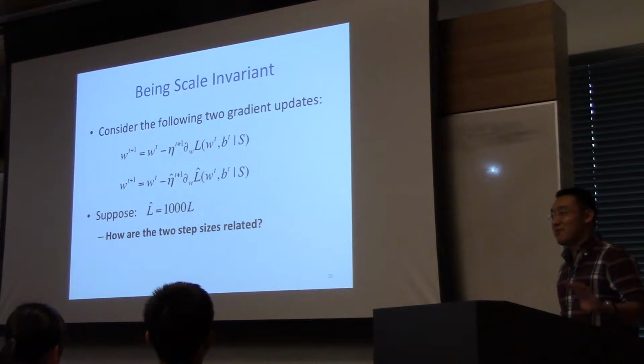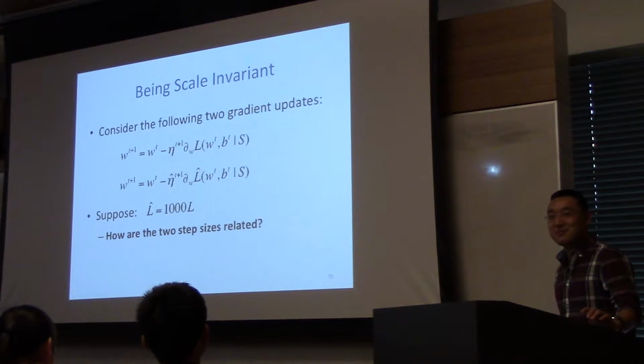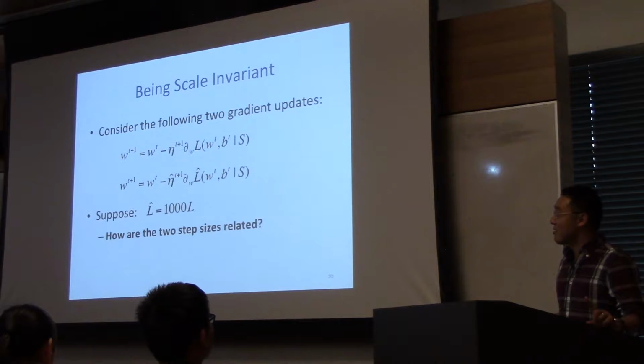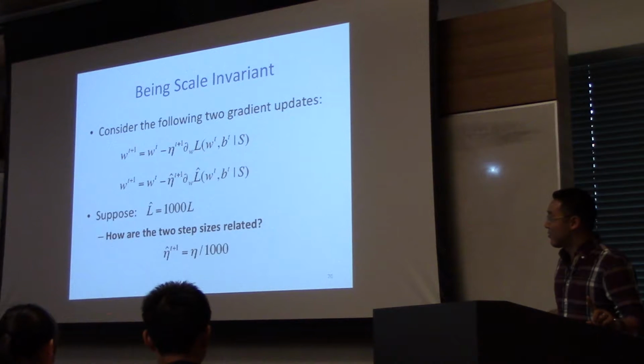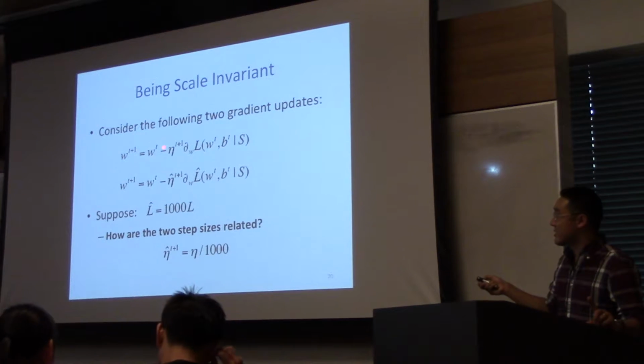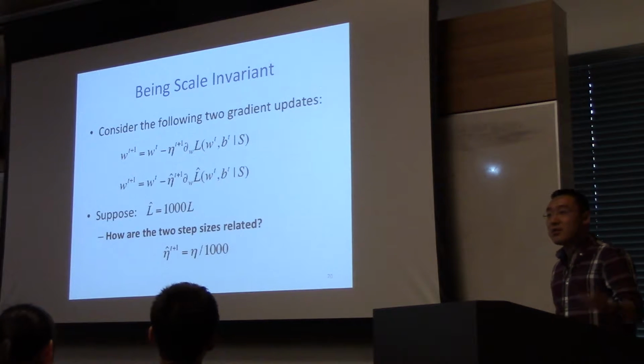Any takers? Very simple answer. Equal? I'm sorry? Must be equal? They should not be equal. In fact, this one should have the step size of the other one divided by 1,000. And the reason is as follows.